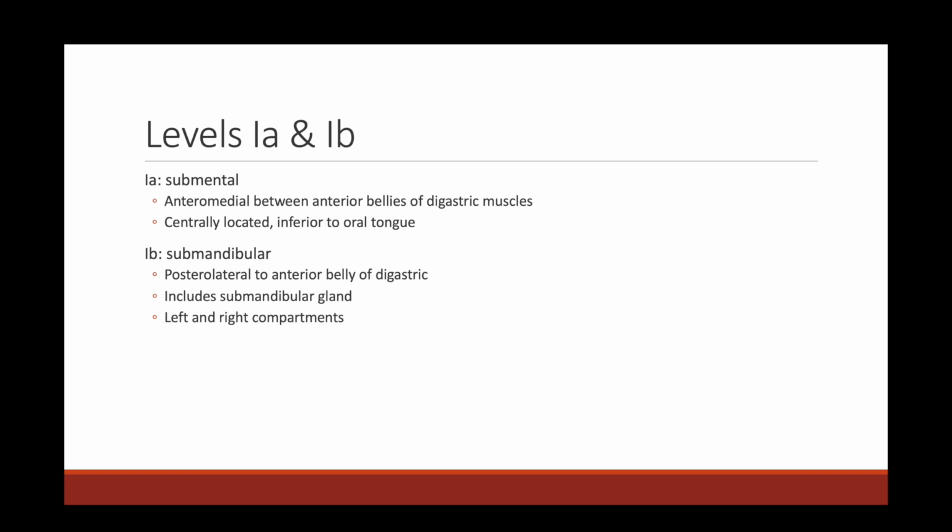If they're laterally located, then we have bilateral levels that we can talk about. So you can talk about a right level 2 versus a left level 2, or a right 1B versus a left 1B. But level 1A is so central in that submental region that there's really only one level 1A. That also applies to level 6, as we will see, which are the central neck nodes.